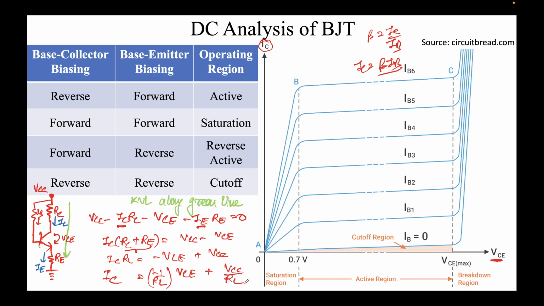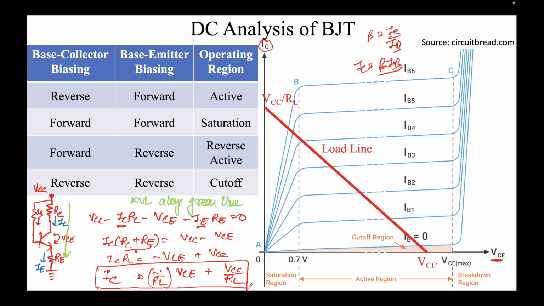Now if you see this last line, this expression, this is the expression of a load line. Why do we call it a load line? Because the term RL appears, which corresponds to the load, and this is a straight line. So if I want to plot it, it will look something like this.